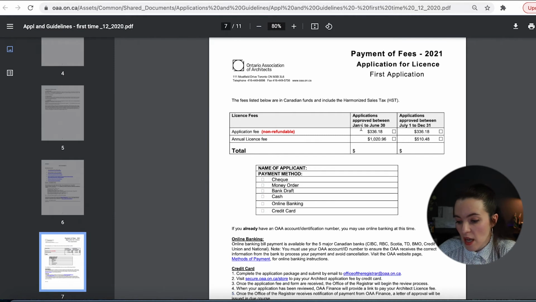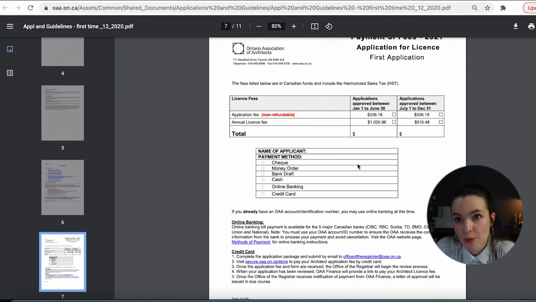If you're submitting in July 1st to December 31st, then you only pay half, since your application is half of that year. You're applying midway through the year. So you would only pay $510.48. The application fee is non-refundable, so that's also something important to keep in mind.